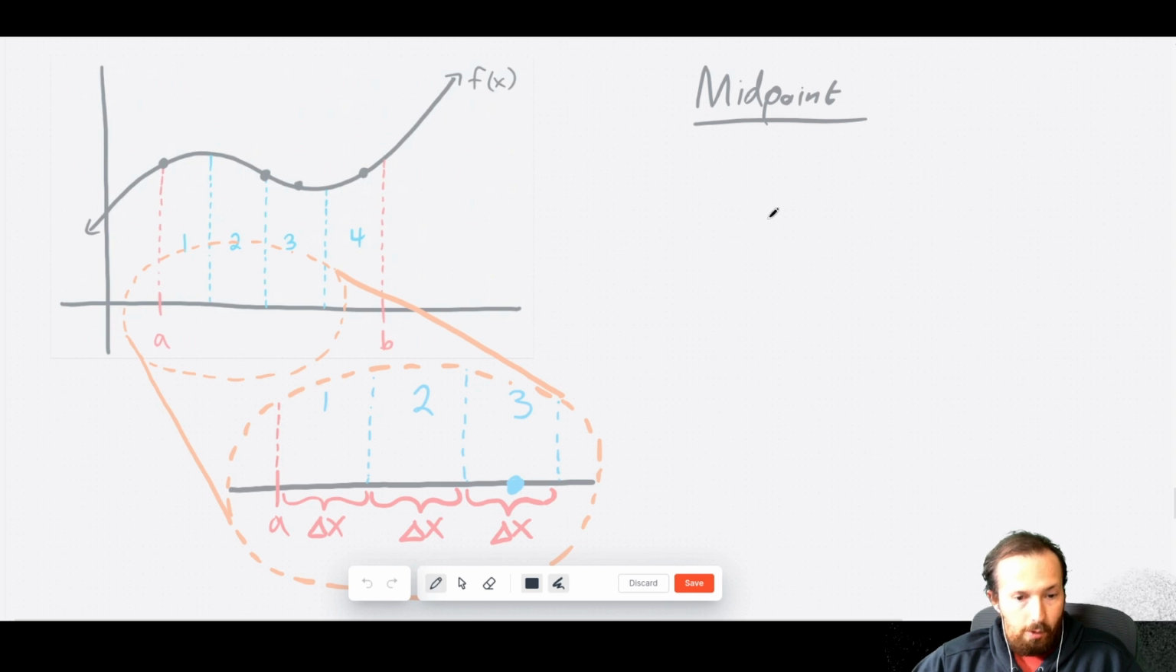Now this one, I won't go through and actually work it out, but I'll just say what it is. X star I, so the X sample point that we're looking for is actually A plus I minus 0.5 times delta X.